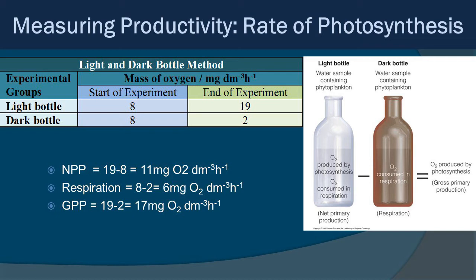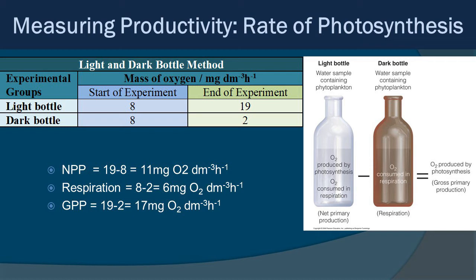Here you have two bottles, both filled with water that has phytoplankton in it. The one bottle is clear and allows light to enter it. Essentially, a bottle where photosynthesis can occur. The dark bottle, no light can penetrate and thus no photosynthesis can occur within the bottle. Now, if we measure the amount of oxygen in the bottles at the start of the experiment and at the end of the experiment, you're going to get different values.